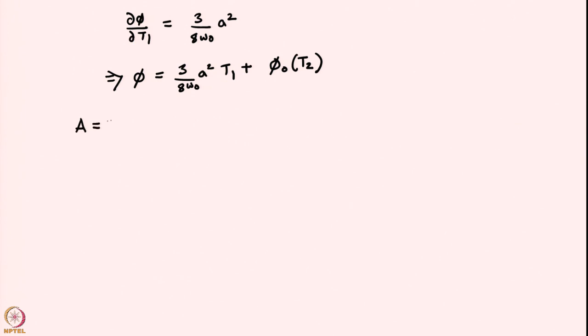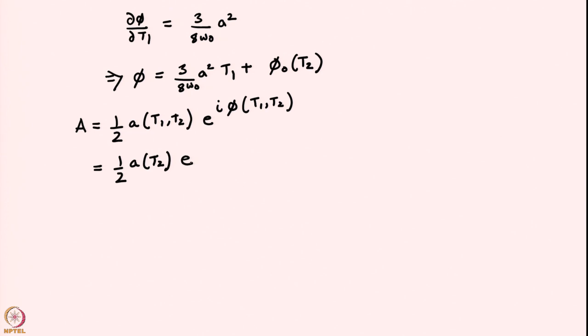So we thus obtain A. Recall that we had written capital A as small a, which we thought was a function of t1, t2, into e to the power iφ, which was also a function of t1, t2. Now we have determined that small a is not a function of t1. So I will just write it as a function of t2 and later take it to be a constant at order epsilon. So this, into, whatever we found for φ here: 3a²/8ω0 t1 plus some function φ0 of t2. So we now know how A depends on t1.